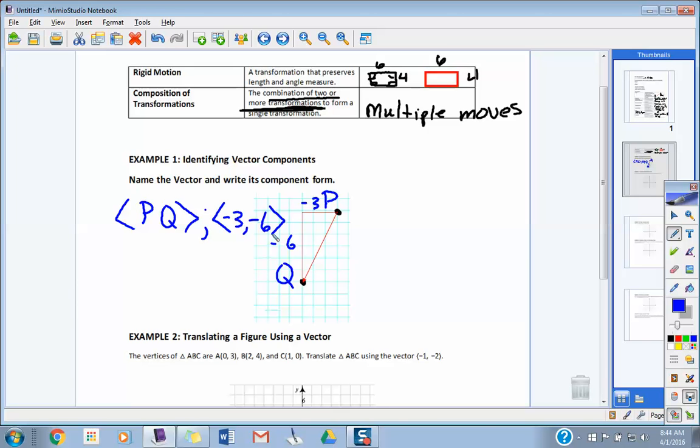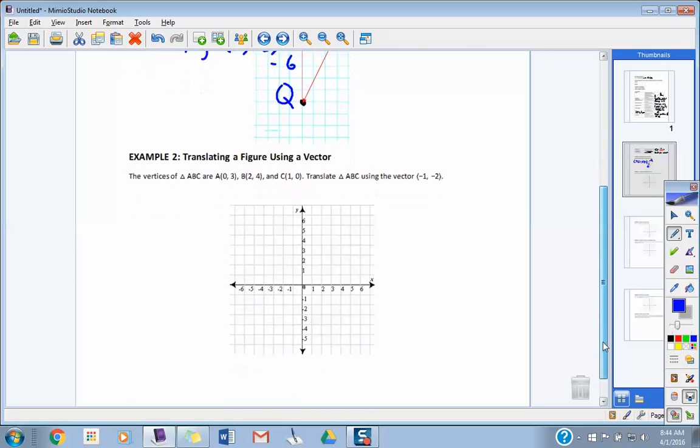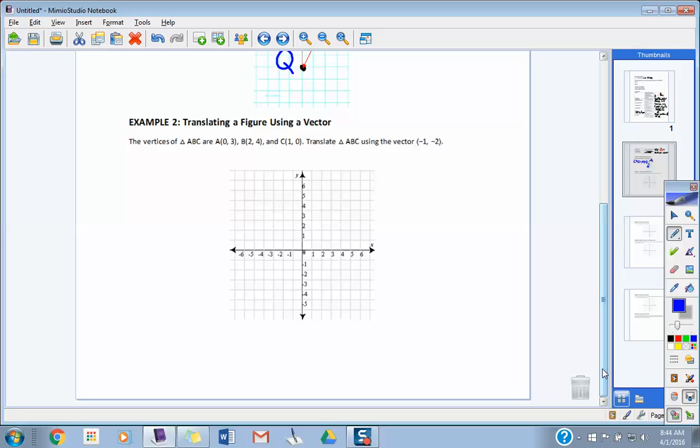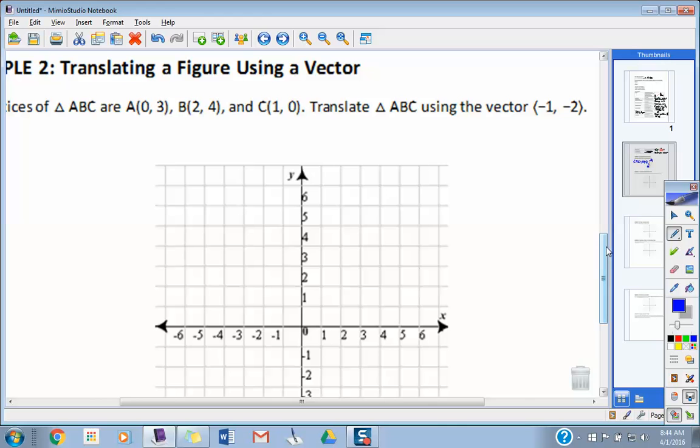All right. Then, example 2 here, translating a figure using a vector. You've got a triangle, and it says your vertices are which points? Let me roll this up here quickly. The vertices on my triangle ABC are 0, 3. How do you get to 0, 3? Go up 3. Boom. 1, 2, 3. There it is. That's point A, right?